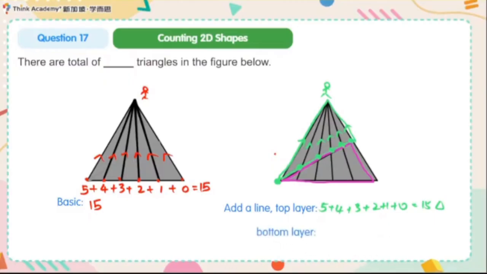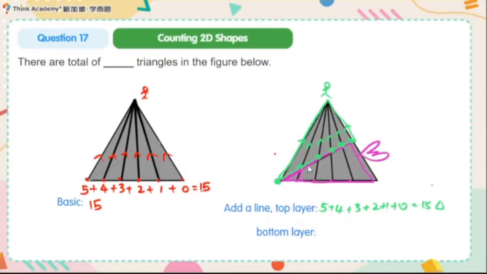Can I still use the shooting method for the bottom layer? Actually not, right? Because you see, even though I have a side with a lot of points on it, these points are not shooting towards the opposite point, the opposite peak. So we can only treat it as a carrot, right? It's a carrot shape, and count how many layers there are.